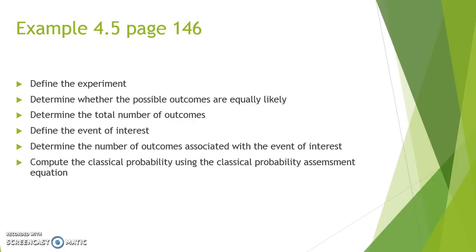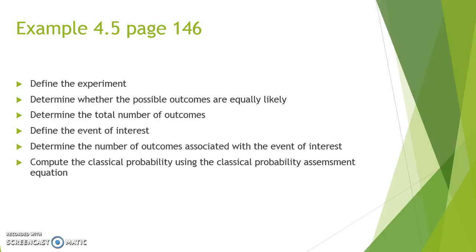Now, the probability of getting a particular discount amount can be determined using classical assessment with the following steps. The very first step is defining the experiment. The experiment in our case is an envelope that is selected from a large drum. The second step is determining whether the possible outcomes are equally likely. Because you can pick any one of the envelopes, we do have an equal chance of choosing. The probability is the same of choosing any envelope.